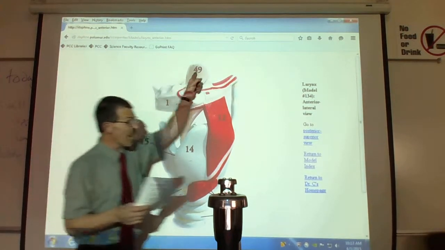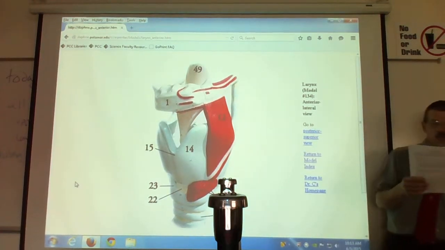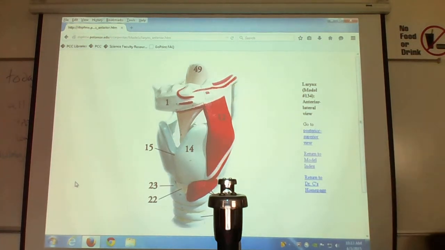You have this funny flap sticking out the top. What is that? Epiglottis, on top of your glottis. Then you have to spin that around to get these other cartilages on the back side.